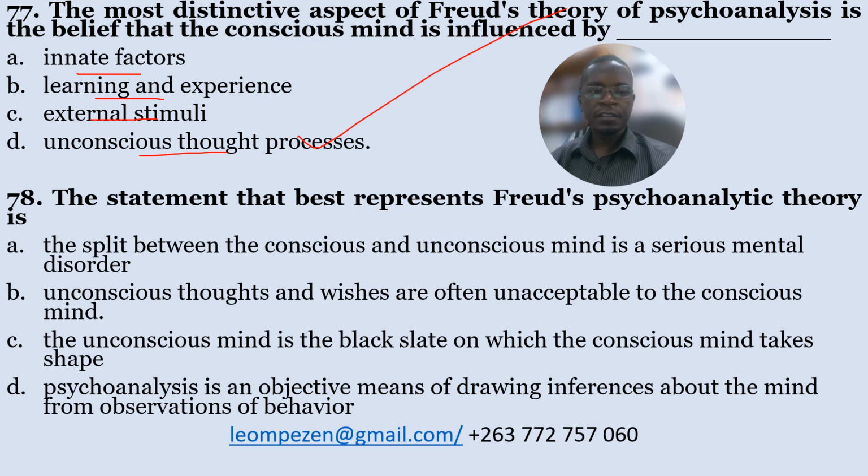So the correct answer is D. 78. The statement that best represents Freud's psychoanalytic theory is: A, the split between the conscious and unconscious mind is a serious mental disorder; B, the unconscious thoughts and wishes are often acceptable to the conscious mind; C, the unconscious mind is the blank slate on which the conscious mind takes shape; D, psychoanalysis is the objective meaning and drawing inferences about the mind from observations of behavior. The correct answer here is A.